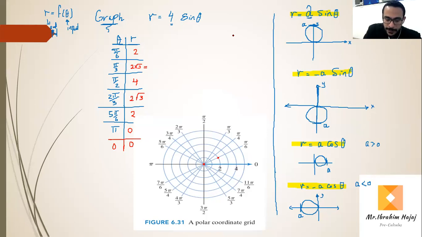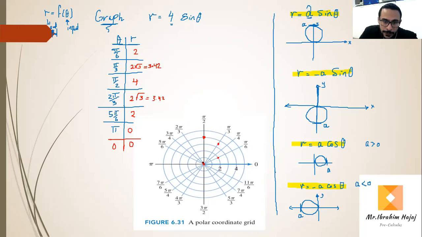2 times 1.71, which is 3 point something, right? 3.4. So we have to move at pi over 3, the third circle, and we put it here, like this, okay? And then pi over 2 and the fourth circle, 1, 2, 3, 4, and put it here, okay? Then 2 pi over 3 and 2 radical 3, it's 3.42.